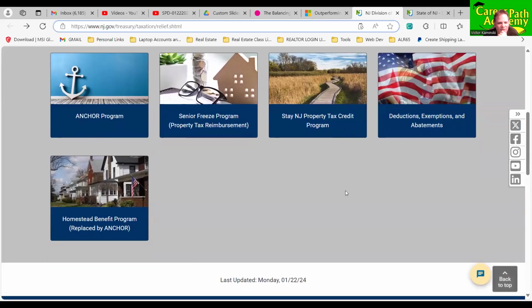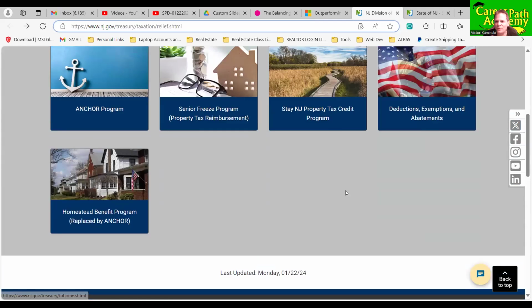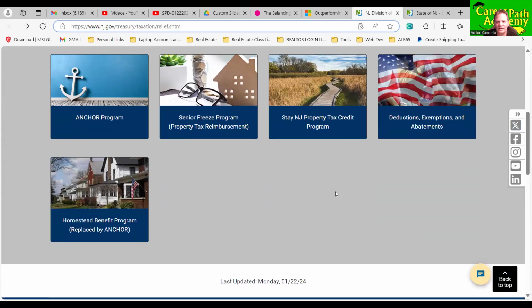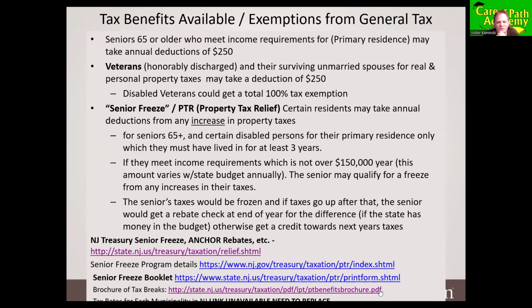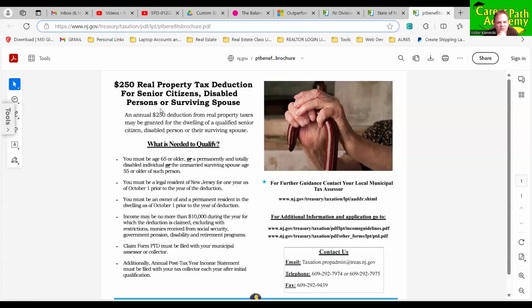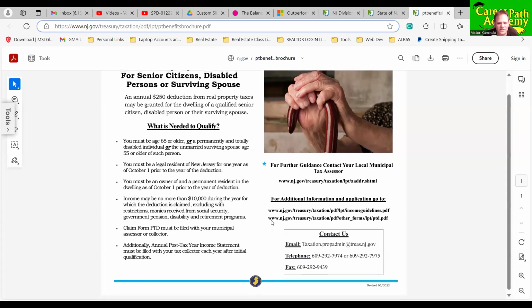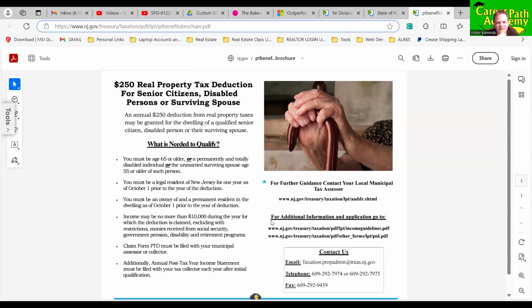They're basically hiding them. They used to all be available in that one brochure, but if you actually look at that brochure now, the one on our slide that I had the link to, we click on it, it actually takes us to this nonsense. They replaced it with a different brochure. This is the brochure they replaced it with. The $250 deduction for seniors if you make under $10,000 a year. Whatever, that's nonsense.